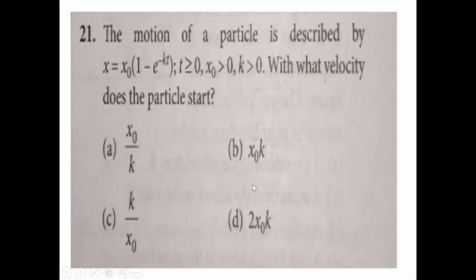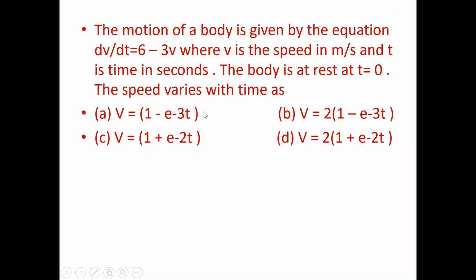I think I opened this one twice. See, the motion of a body is given by the equation dv by dt is equal to 6 minus 3v, where v is the speed in meters per second and t is time in seconds. The body is at rest. This is the most important thing. It says that the body is at rest at t is equal to 0. That's the most important statement. That means the initial velocity is 0. The speed varies with time as.